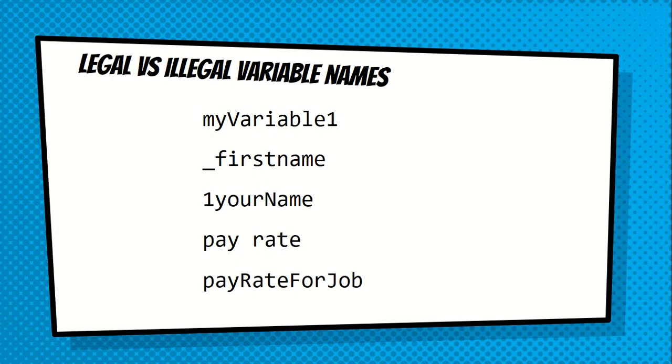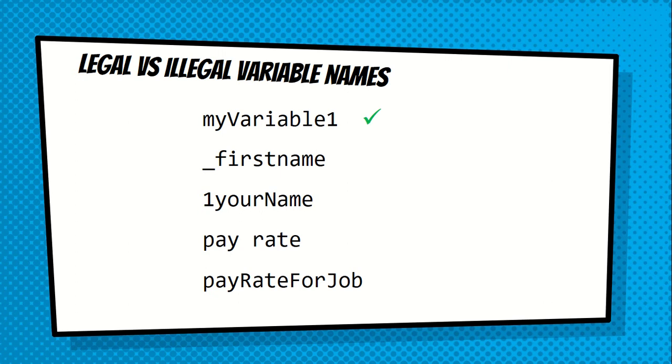So just to be aware of some variable names, here's a list of a few variable names. Some of these are legal, allowed to be used. Some of them are illegal, not allowed to be used. So as we go through them, what do you think? My variable 1, does that conform to all of the rules that we just learnt about? Yes, it does. It starts with a letter, there's no spaces, it's got a number in it, but it's on the end, so that's allowed.